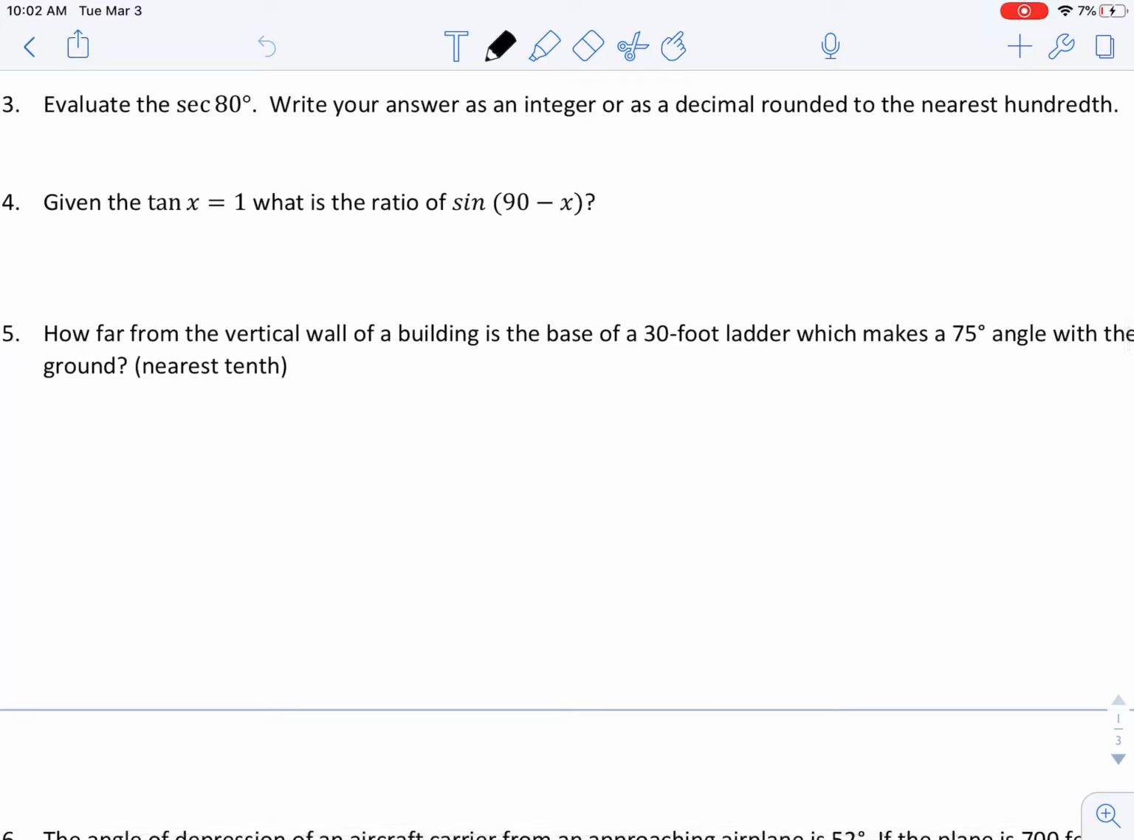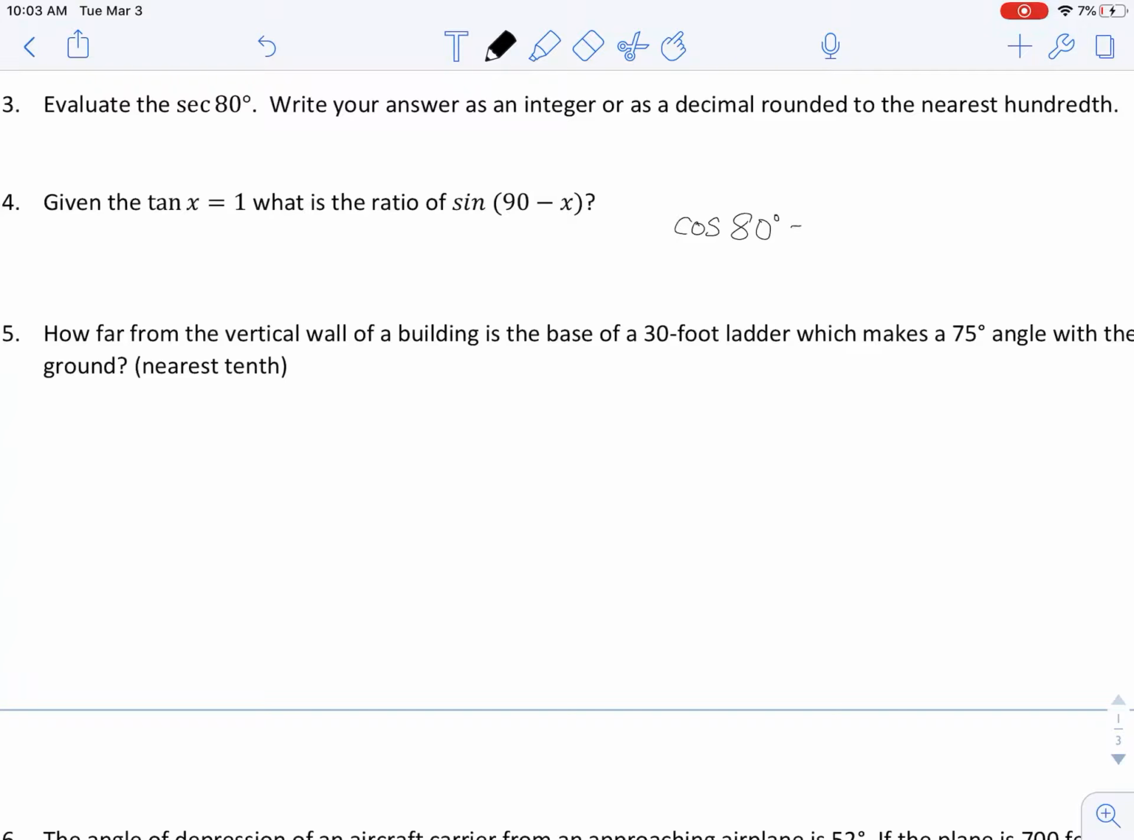Hey Jaden, so you had a question on number 3, and it's talking about the secant of 80. I don't know a whole lot about the secant of 80. However, I know that the secant of 80 is the reciprocal of the cosine of 80. So if I can figure out the cosine of 80, all I need to do is flip it over.